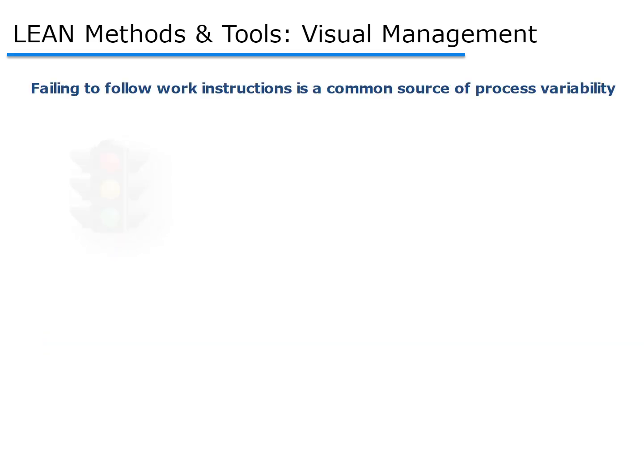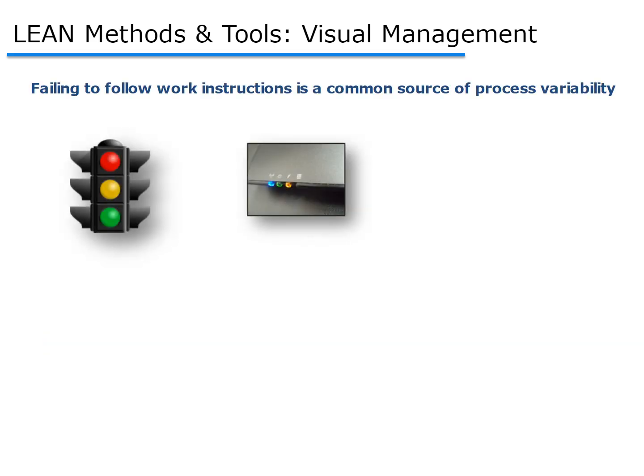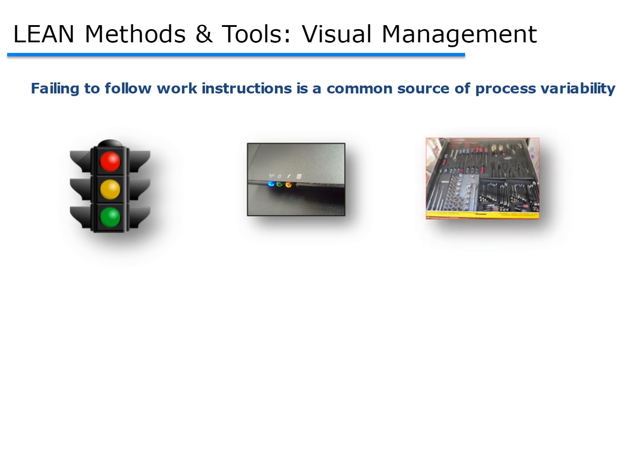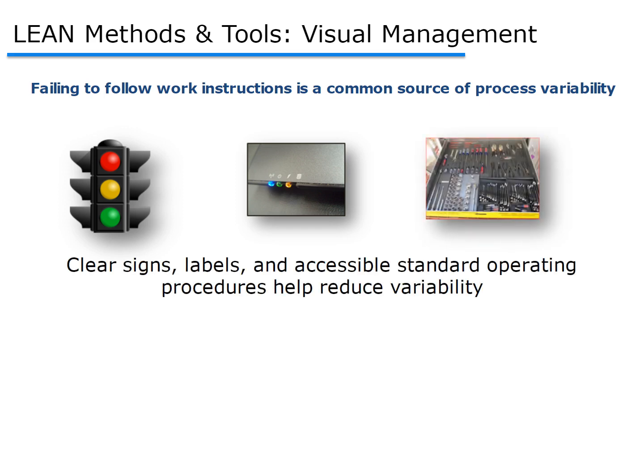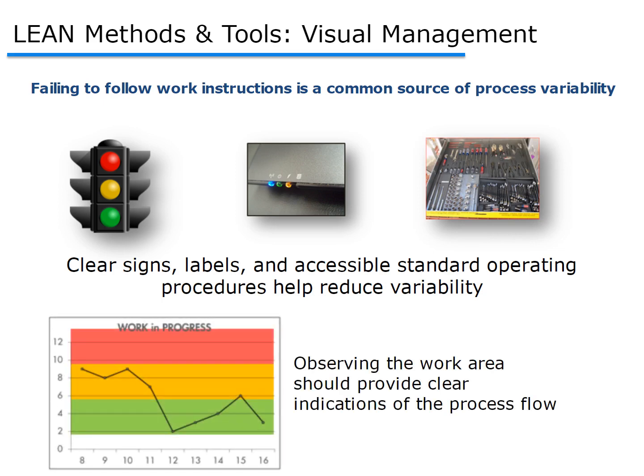Failing to follow work instructions is a common source of process variability. Clear signs, labels, and accessible standard operating procedures help reduce variability. Just observing the work area should provide clear indications of the process flow. Making the process visible helps identify areas of waste and non-compliance.